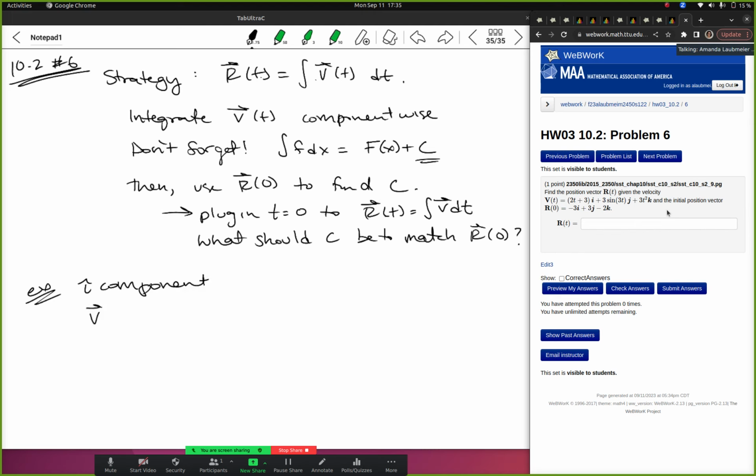So here, I have in the i hat component, it's 2t plus 3 i hat. So then my r in the i hat component would be the integral of 2t plus 3 dt i hat. So I'm just integrating. That's going to give me t squared plus 3t for the two components that I see, but then there's also an unknown constant. And maybe we call it C1 because when you do the j hat and k hat components, you'll also get unknown constants.